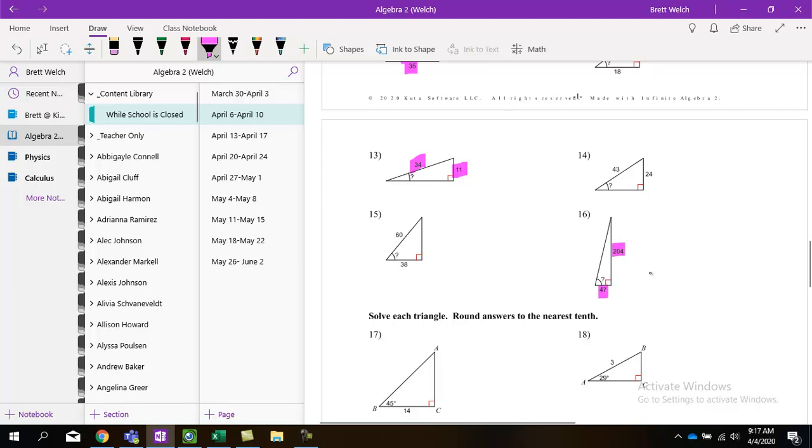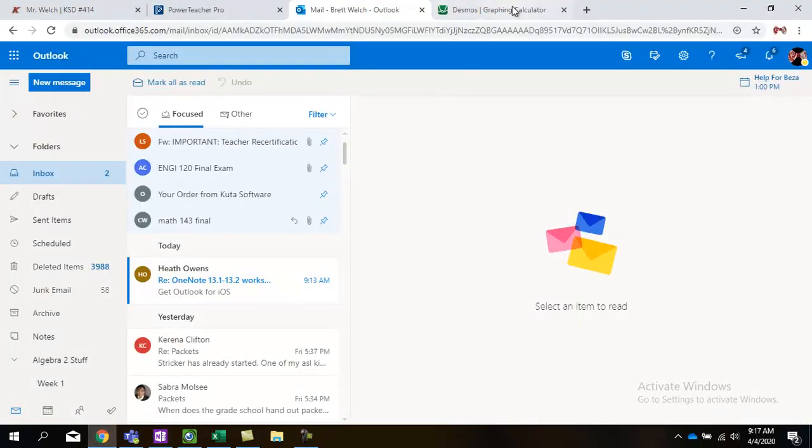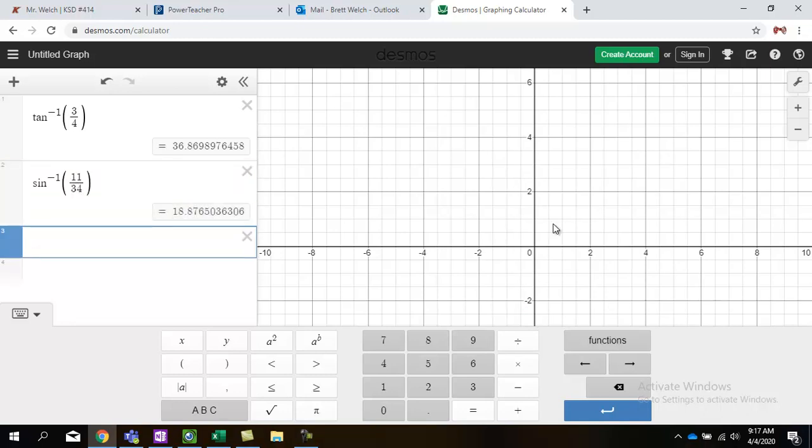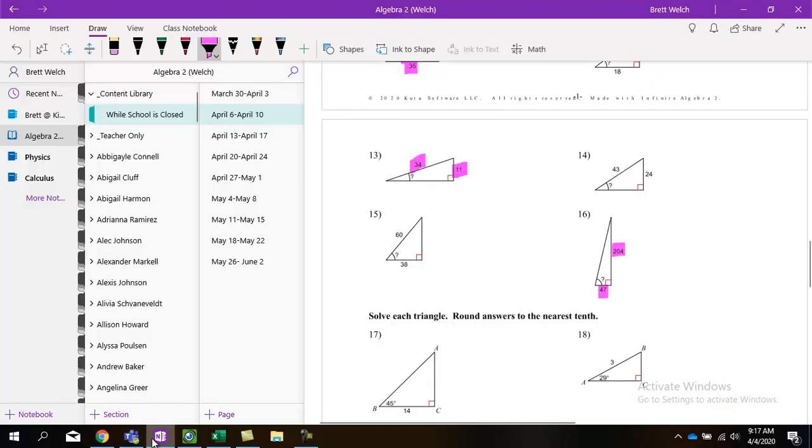Again, the trig ratio you start with is the inverse that you're going to use. So on a question like number 13, we said it was opposite over hypotenuse. The opposite is 11, the hypotenuse is 34. Opposite and hypotenuse are sine. So when I go to do the trig function, I would choose the sine inverse, and I believe it was 11 over 34, 18.9 degrees. And so coming back to here, number 13 will be my 18.9.